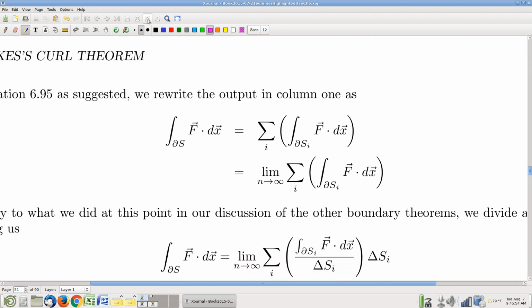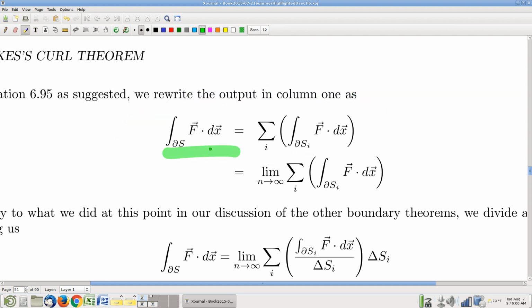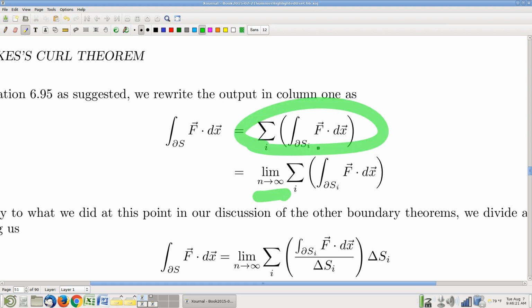We just got through observing that circulation accumulates. That's all this says. Circulation around the boundary of the whole thing is a sum of the circulations around the boundaries of the pieces that you slice it up into. So that's just a rewrite of what we argued on the previous page. The limit is for free because this is independent of I.